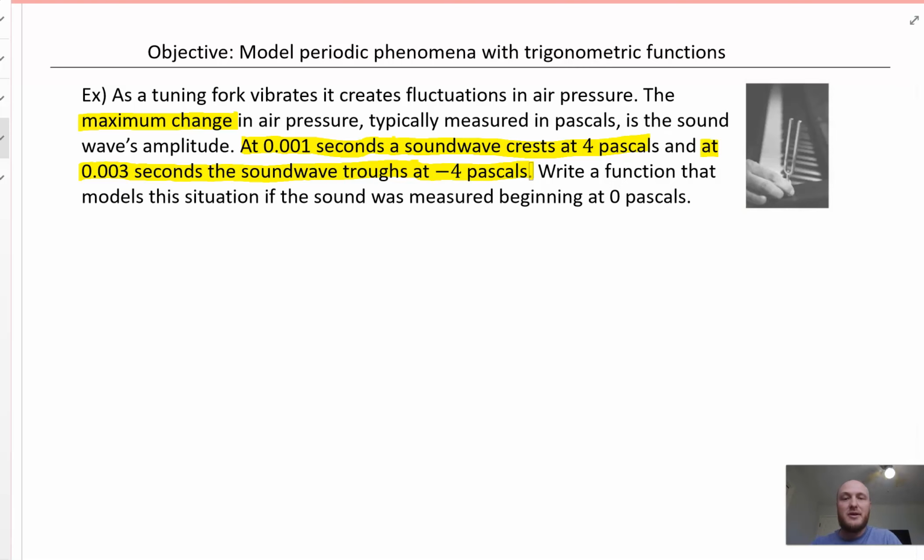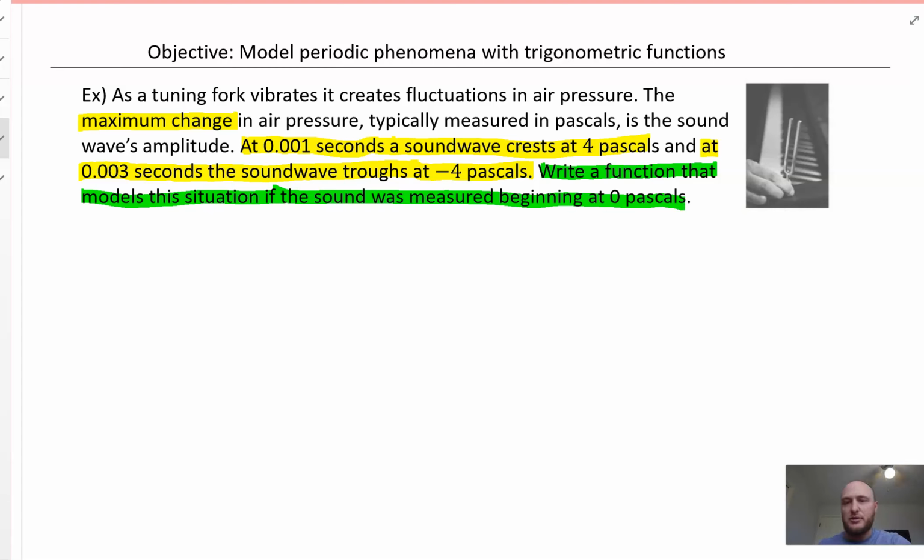Okay, and here's the question. I often highlight the question in a different color. Write a function that models this situation if the sound wave is measured beginning at 0 pascals. So what we want to do is generate a graph.